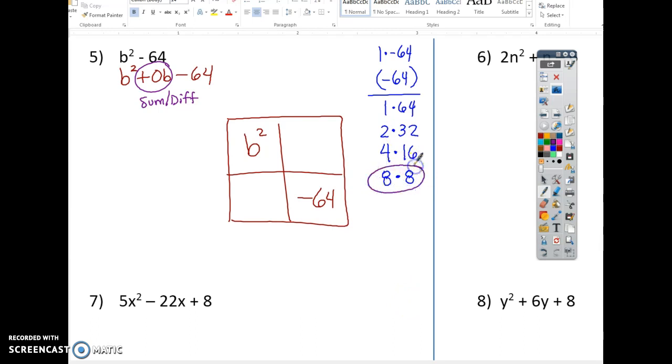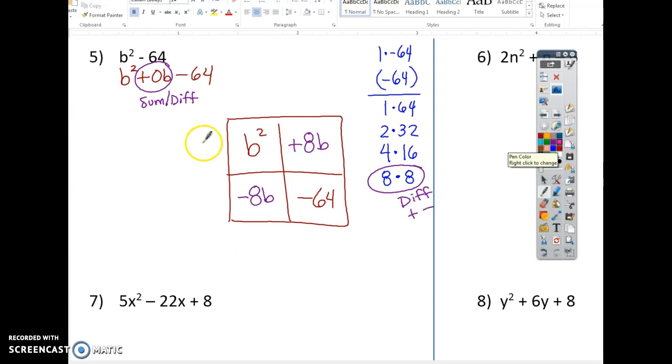8 and 8. If you subtract 8 and 8, that gives you 0. So that's a difference. Okay? One has to be positive, one has to be negative. So I'm going to put my 8s here. 8b, 8b. One has to be positive, one has to be negative. And it doesn't matter which one because they're both 8s.